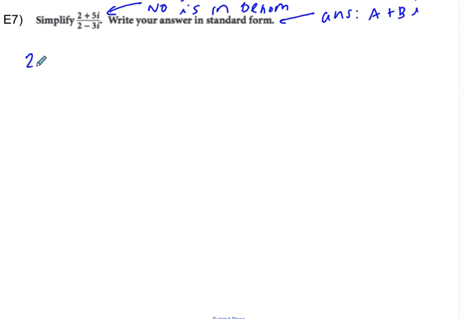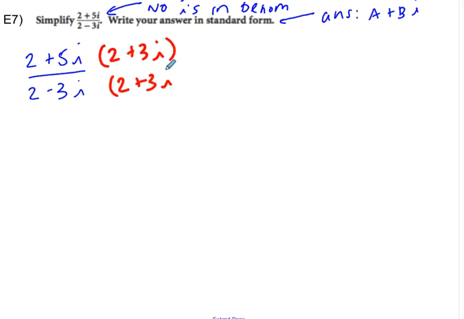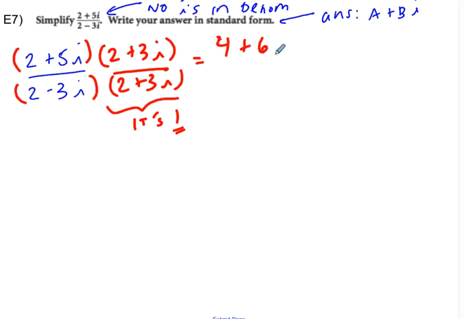So here's what I'm going to do. I'm going to take this 2 plus 5i over 2 minus 3i, and multiply it by the complex conjugate of the denominator. So I'm going to multiply by 2 plus 3i over 2 plus 3i. I have to multiply by something over itself because that fraction is a 1; I have to multiply by 1. When I FOIL the numerator, first, outer, inner, last, first is going to be 4, outer is going to be plus 6i, inner is going to be plus 10i, and last is going to be plus 15i squared.